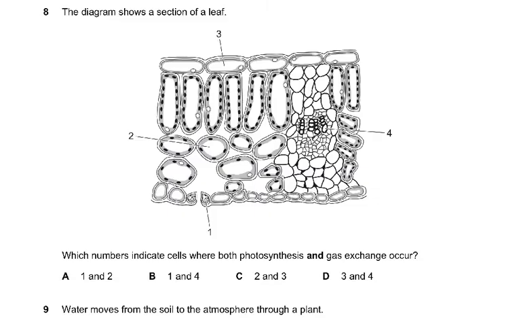And coming to question number 8, the diagram shows a section of a leaf. Which numbers indicate cells where both photosynthesis and gas exchange occur? Well, it has to have chloroplast. If photosynthesis has to happen, there has to be chloroplast. Now 4 is the xylem, so there's no chloroplast in that. And 3 is the upper epidermis, that doesn't have any chloroplast. So we are left with 1 and 2. 1 is the guard cell, 2 is the spongy mesophyll. Both have chloroplast, so that is why the answer is A, 1 and 2.